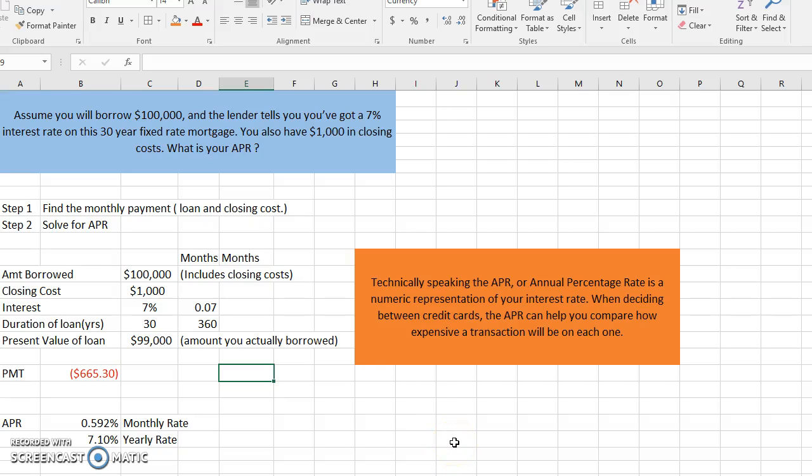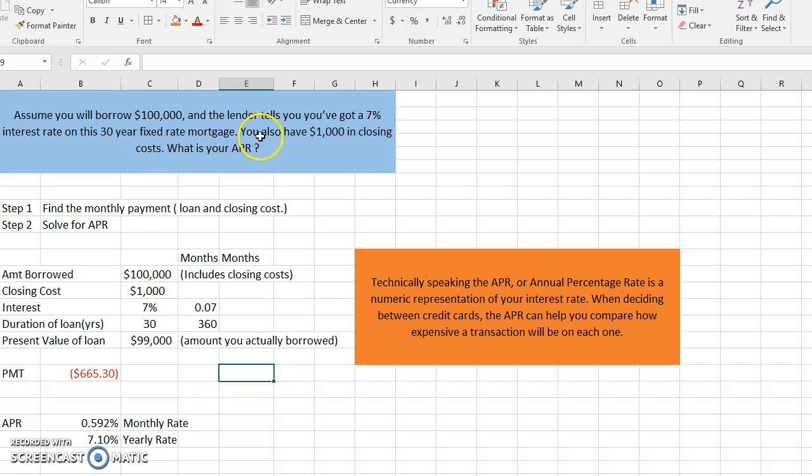Alright folks, I want to show you how to calculate the APR using Excel 2016. Technically, the APR, or the annual percentage rate, is a numeric representation of your interest rate. When deciding between two credit cards, the APR can help you decide which card is cheaper and which card is expensive.